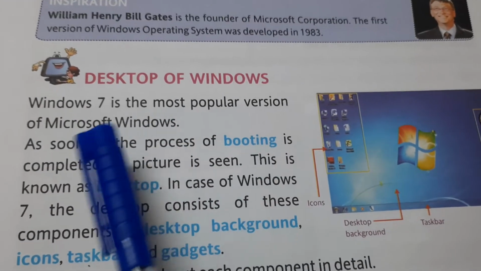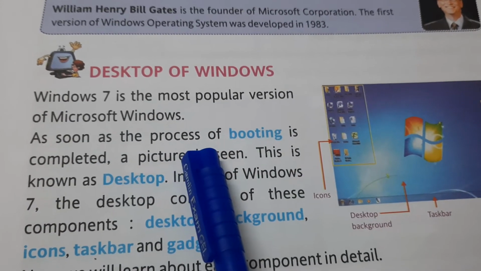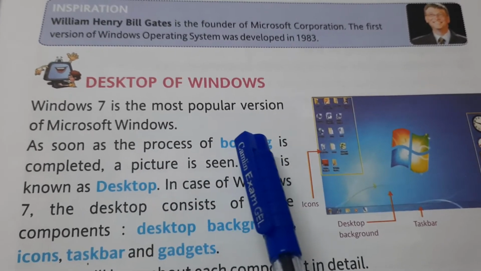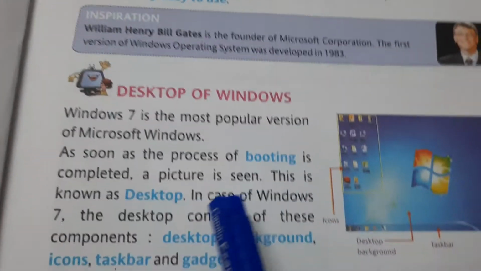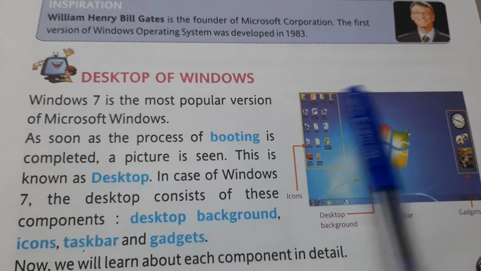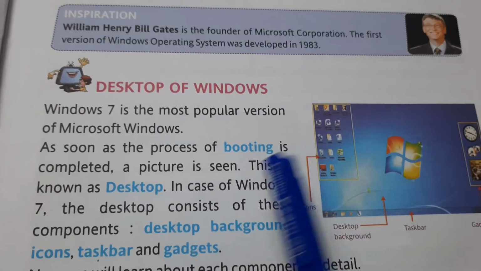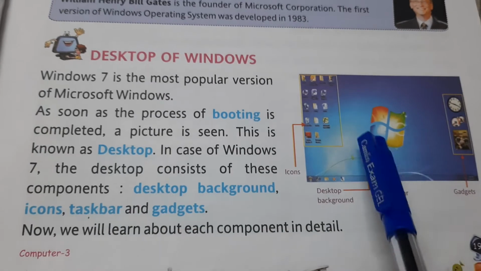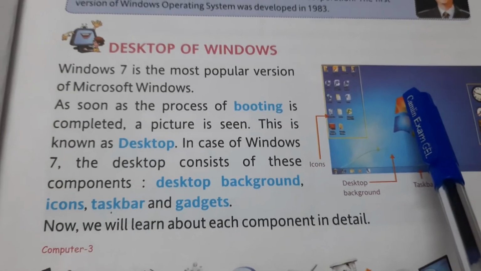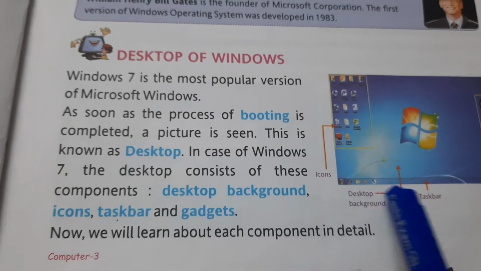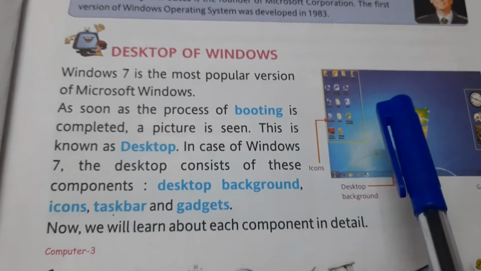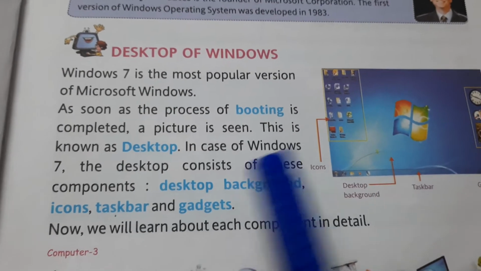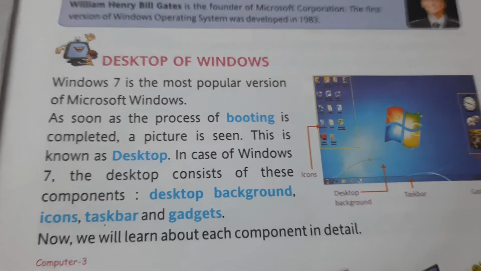Now, the desktop of Windows. Windows 7 is the most popular version of Microsoft Windows. As soon as the process of booting is completed, a picture is seen. When the process of booting, about which we studied here, is completed, we can see this picture. This is known as the desktop, just like your tabletop. In the case of Windows 7, the desktop consists of these components: desktop background, icons, taskbar, this long bar at the bottom, and gadgets. The gadgets may or may not be there. Now we will learn about each component in detail.